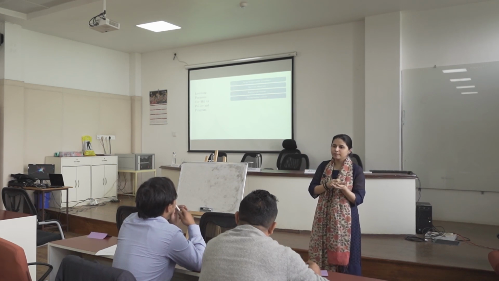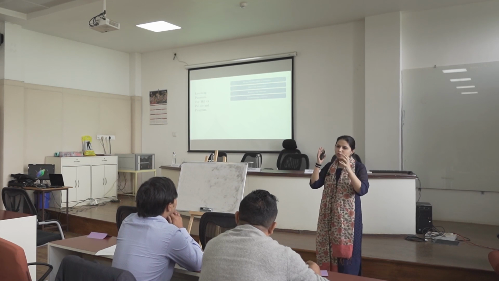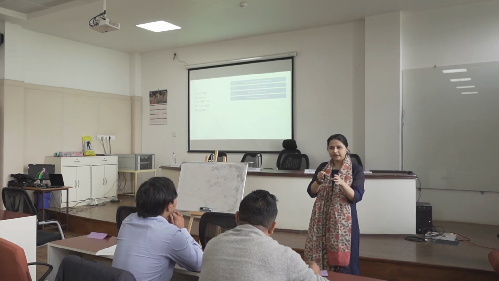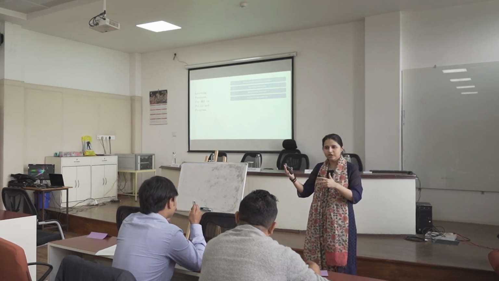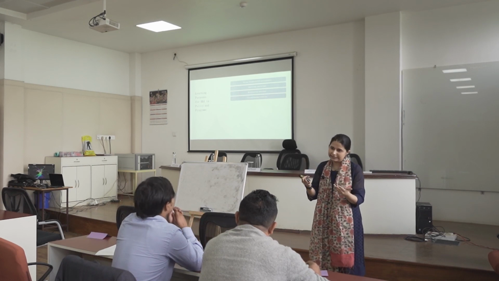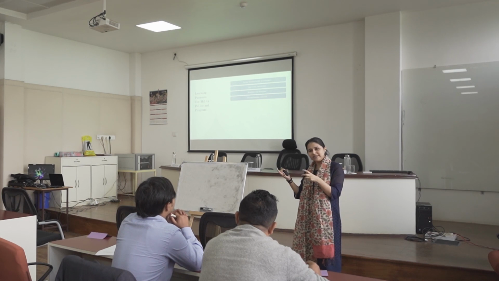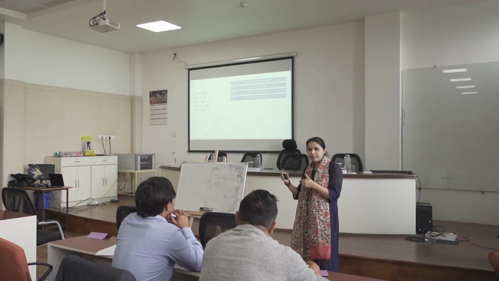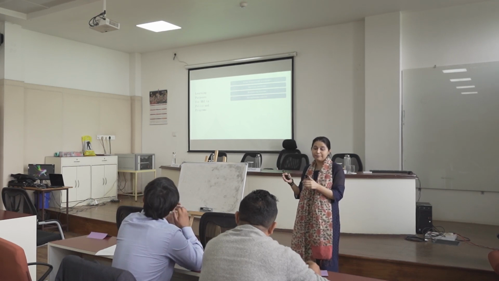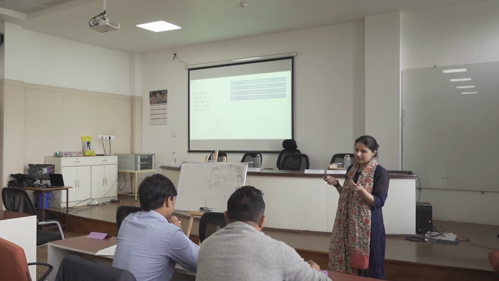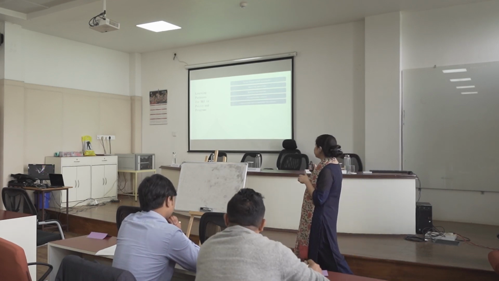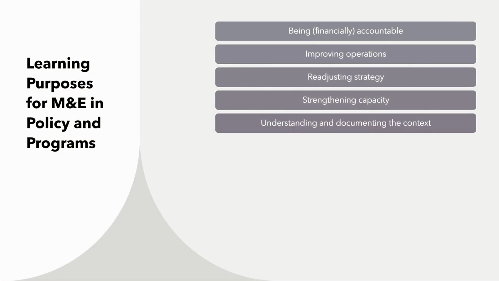Or it can also be that the trainers who were coming from the government to train the Anganwadis were not as skilled or were not able to give that training. So I can strengthen my individuals as well as my institutional aspects to help improve my government function, my program functioning, my policy functioning. Another aspect is understanding and documenting the context.